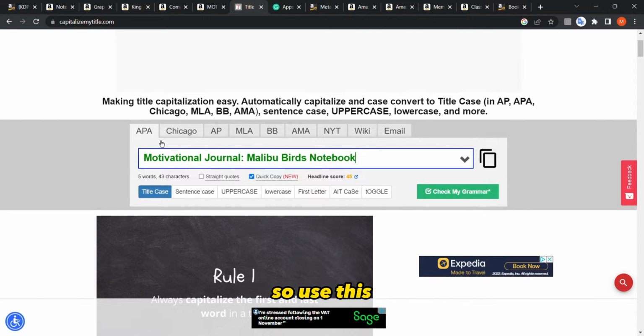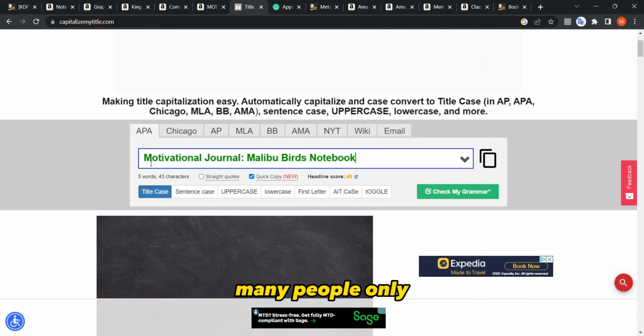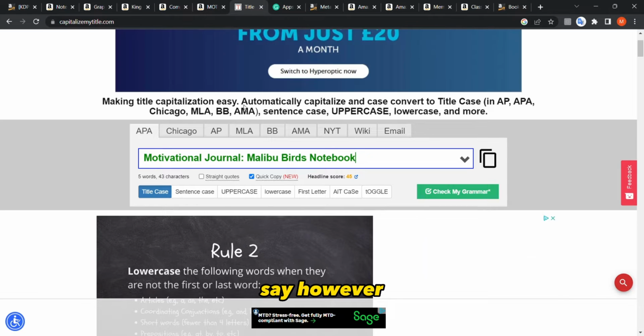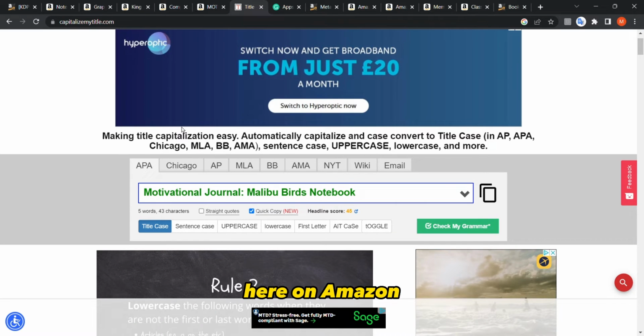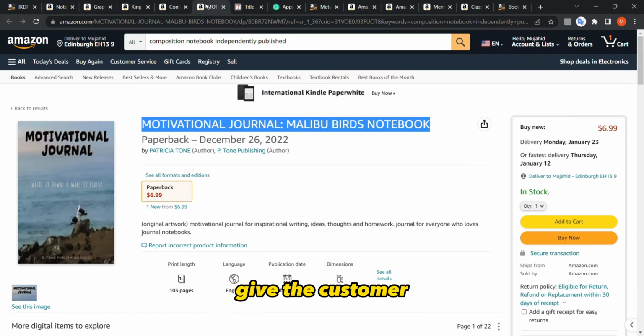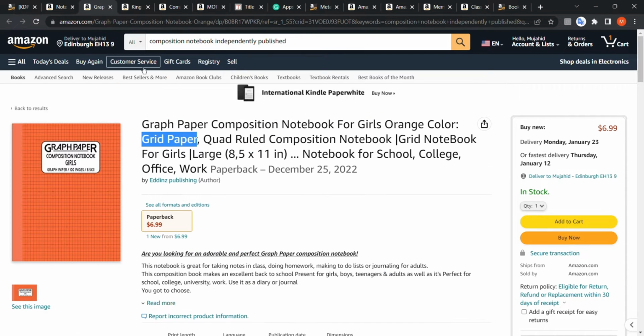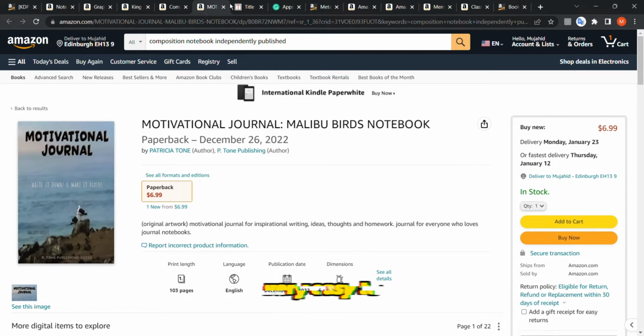So use this, because I know many people only capitalize the first letter of the sentence, and this is what English grammar says. However, it's different here on Amazon, because it will give the customer a sense of professionalism when they see that the first letter of every word is capitalized like here. Okay, so this is a very easy mistake to avoid.